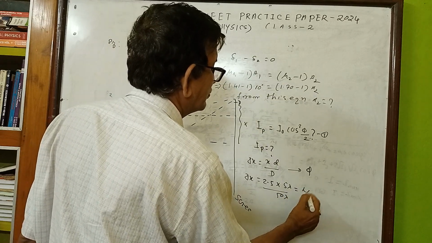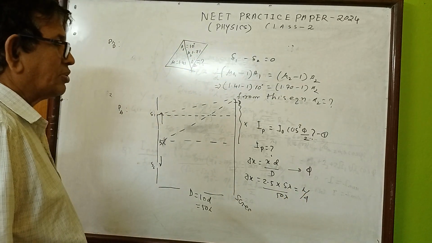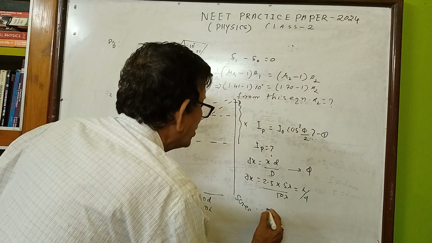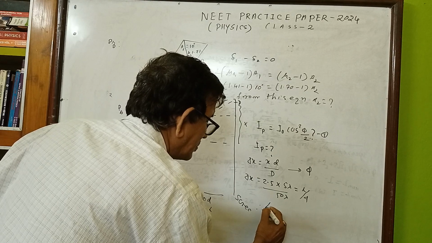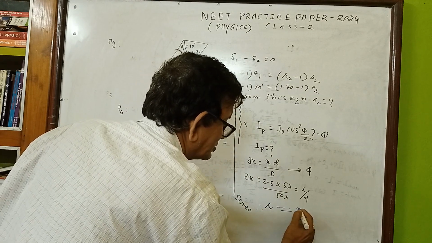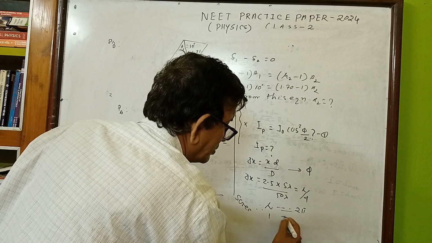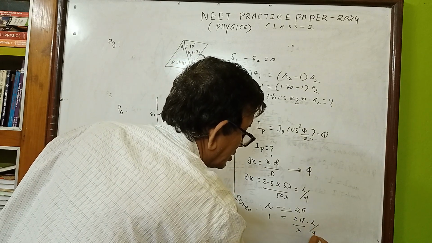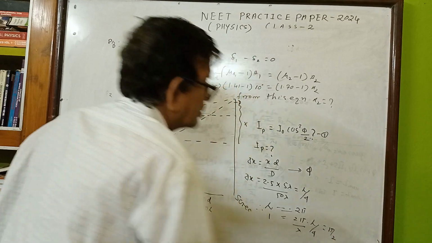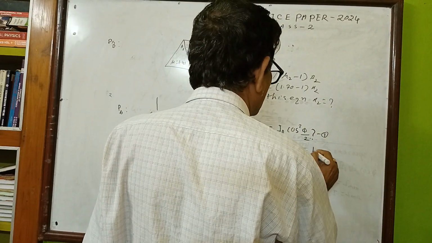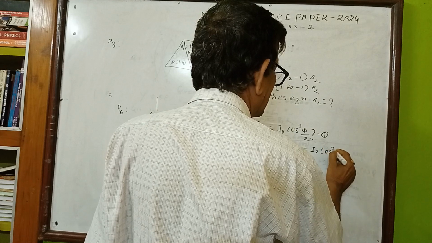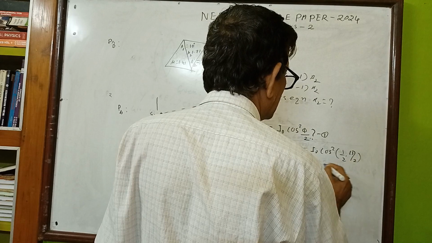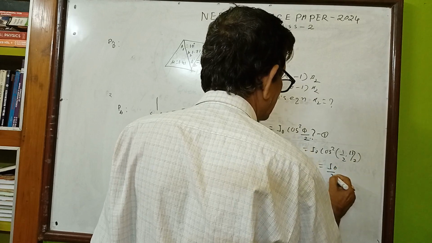So you get lambda by 4. Lambda by 4, that is the path difference. You know for lambda path difference, the phase difference is 2 pi. For the phase difference, 2 pi by lambda into lambda by 4, so it is pi by 2. So in that equation, I0 cos square half into pi by 2, so it is coming I0 by 2.